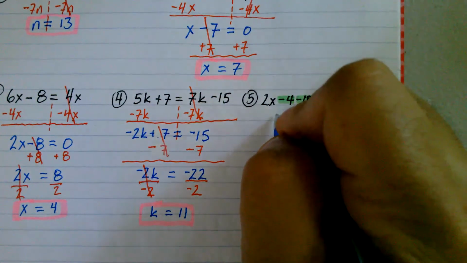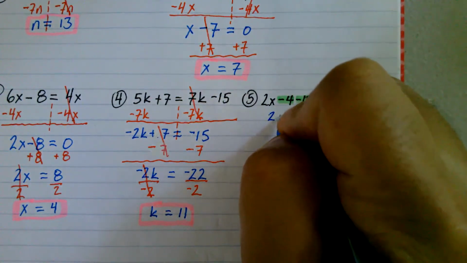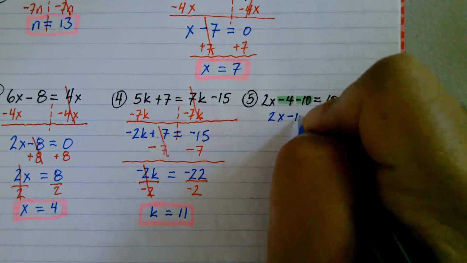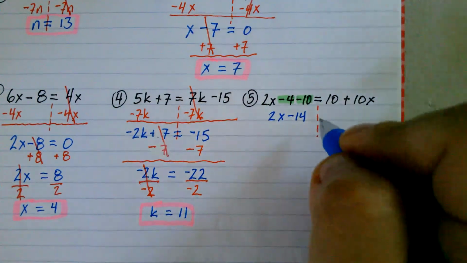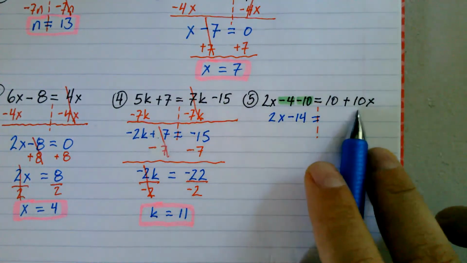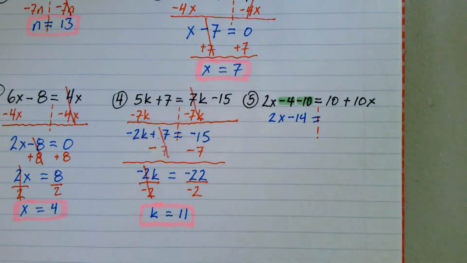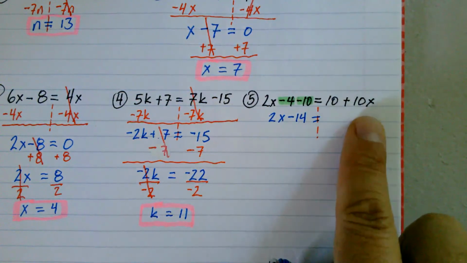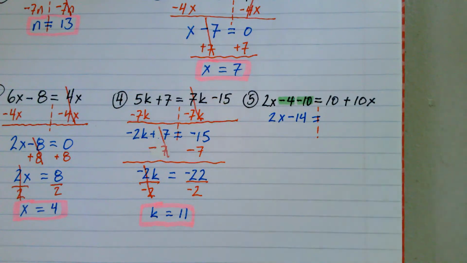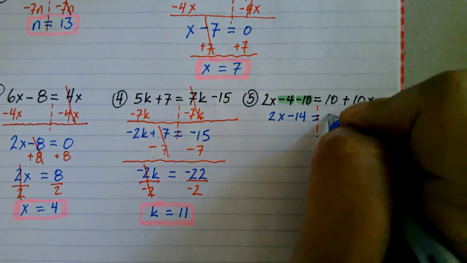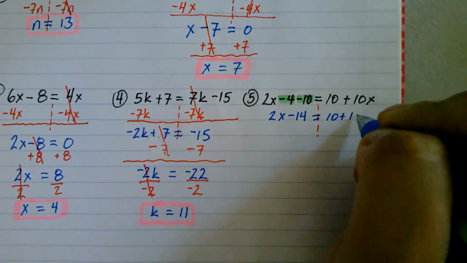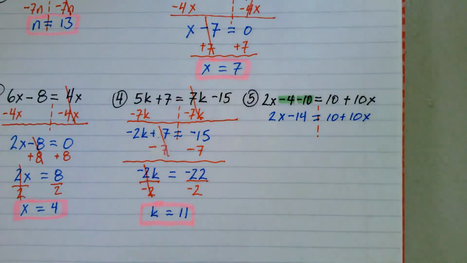So my new equation now has 2x minus 14. Well, let's see the other side. Is there anything I can combine on the right side of the equation? I got 10 plus 10x. I got a constant and a coefficient. Can't combine those. So they stay 10 plus 10x. Okay? So now I got variables on both sides.